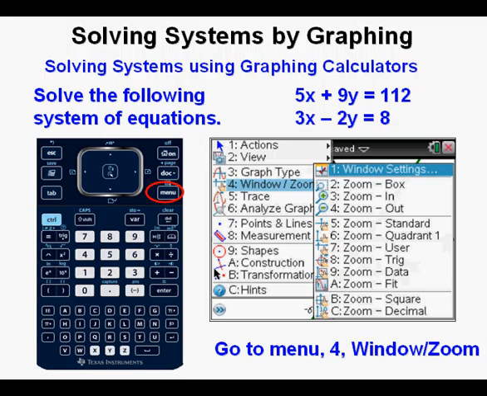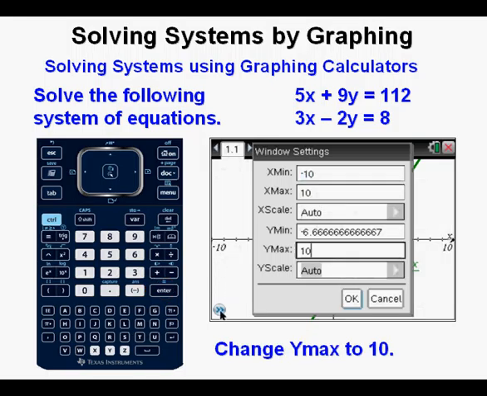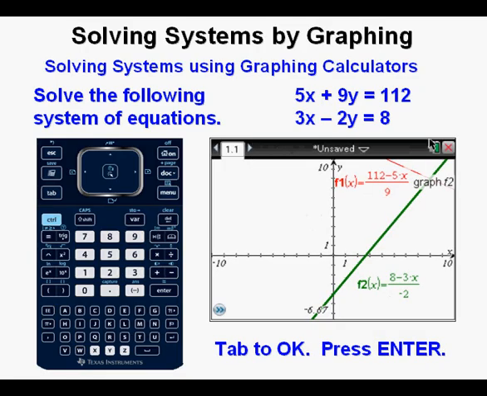Go to Menu, then 4, which is Window Zoom. Press Enter to get option 1, Window Settings. I'll change Y max to 10. Tab down to OK, then press Enter. Now we see the intersection or solution in the upper right corner.